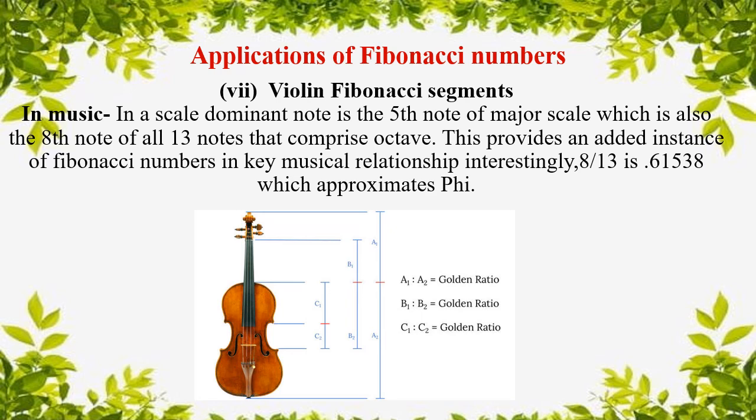Also in music, in a scale the dominant note is the fifth note of the major scale, which is also the eighth note of all 13 notes that comprise an octave. This provides an added instance of Fibonacci numbers in key musical relationship. Interestingly, 8 by 13 is 0.61538, which approximates the golden ratio.